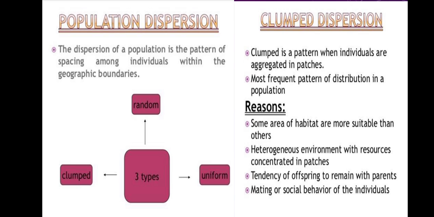Clumped is the most frequent pattern of distribution in a population. The reasons for this clump dispersion are: first, some areas of a habitat are more suitable than others; then a heterogeneous environment with the resources concentrated in patches; then the tendency of offspring to remain with the parents; and then mating or social behavior of individuals.